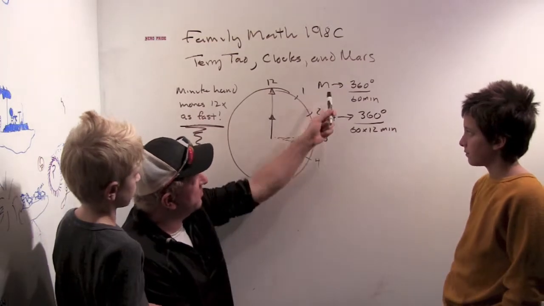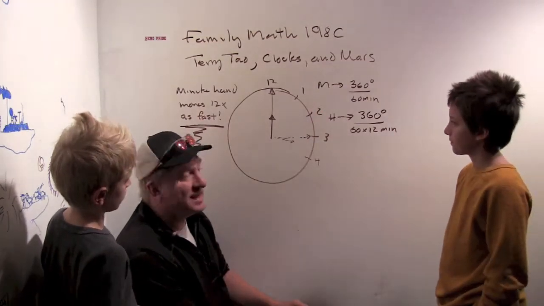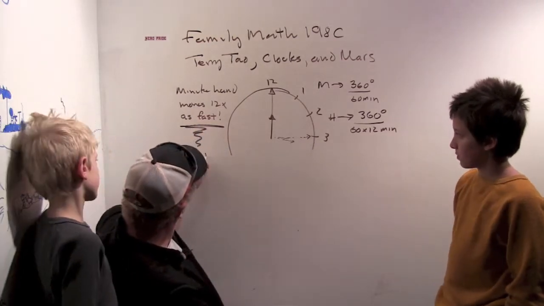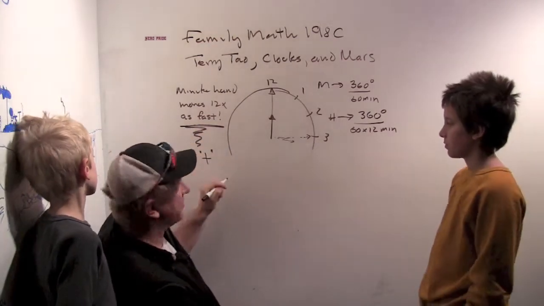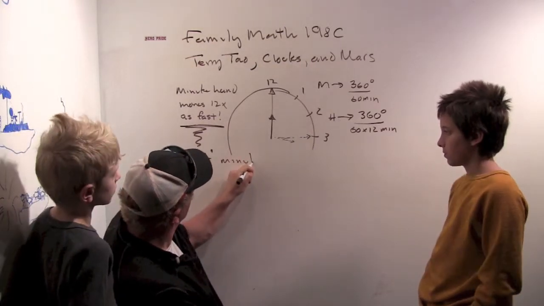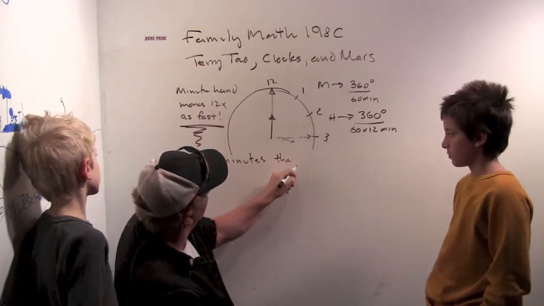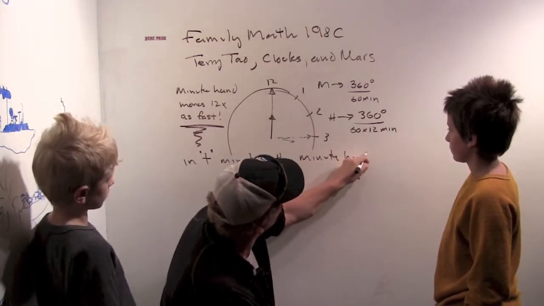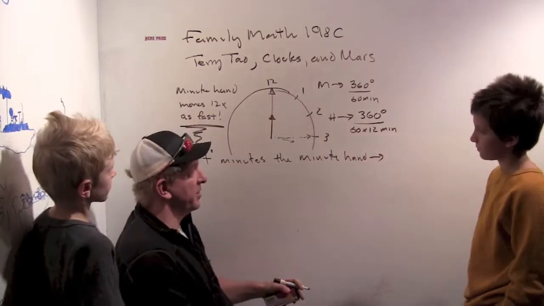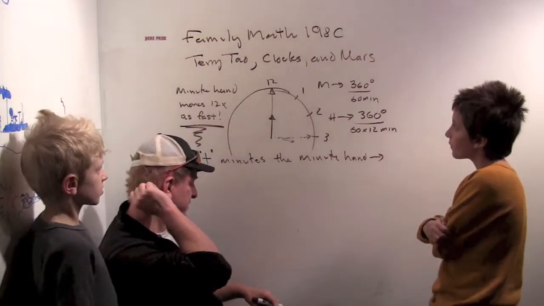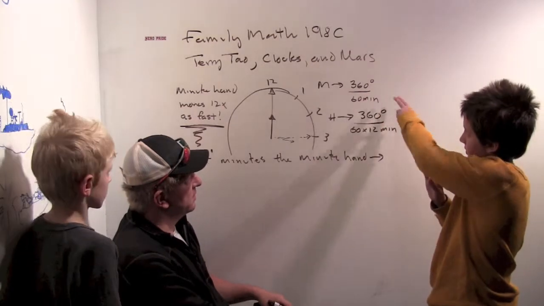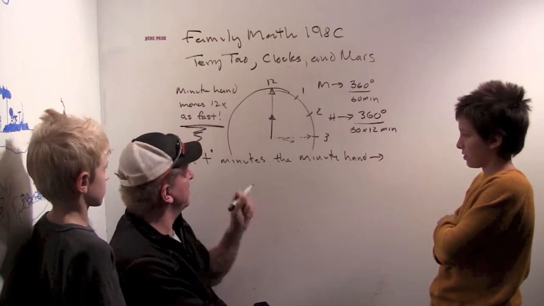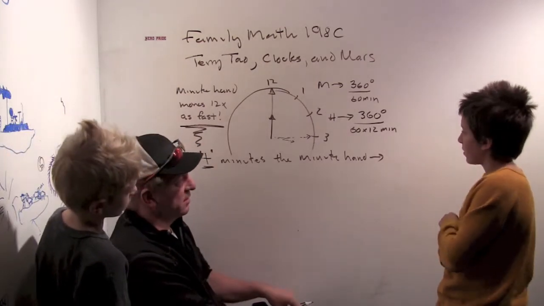So how many degrees will the minute hand have gone in t minutes? T for time. How many degrees does it go in t minutes? Well, if you cancel this out, it's 6 degrees per minute. Okay, 6 degrees per minute. So how many degrees does it go in t minutes?